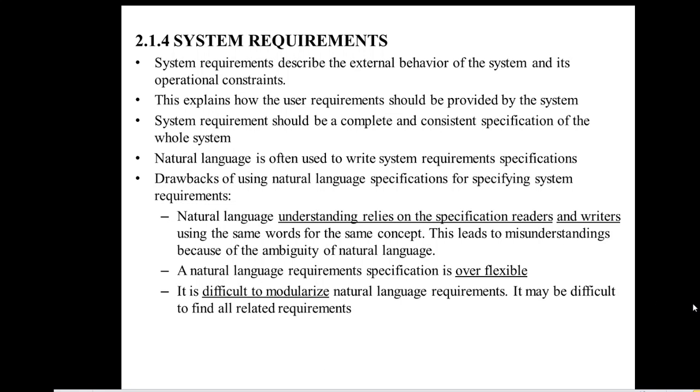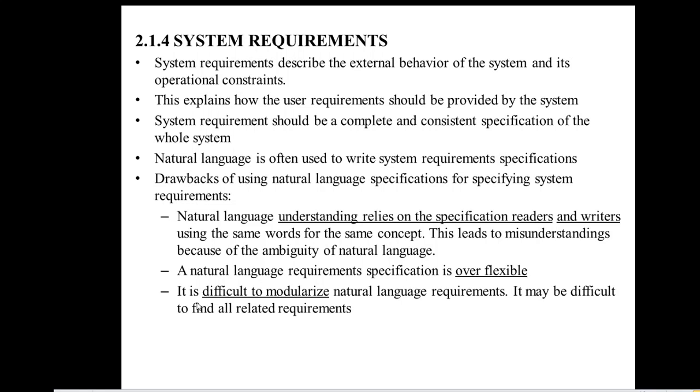The next requirement here is system requirement. The system requirements describe the external behavior of a system and its operational constraints. This explains how the user requirement should be provided by the system. Here also your requirement should be complete and consistent. We are using natural language to define the system requirements.